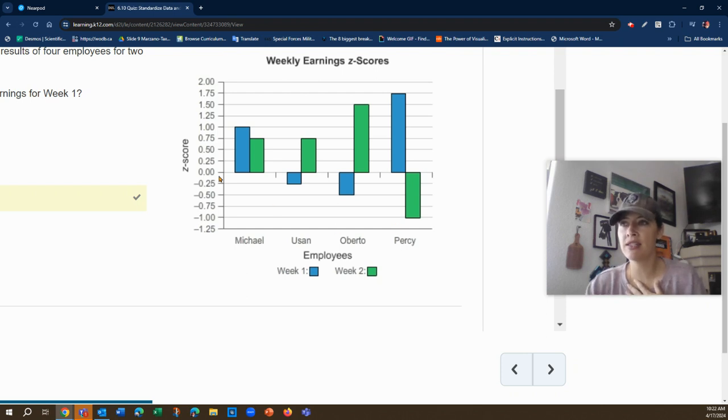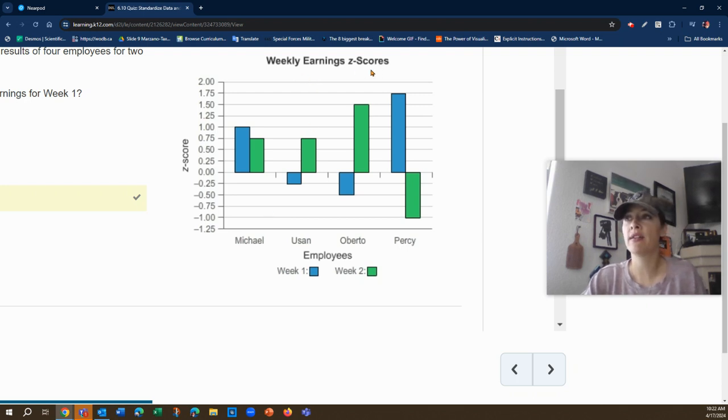Right here, the z-score of 0 is the average weekly earnings. So if they're right on this line or close to this line, it's their average weekly earning, their expected value of salary. But sometimes employees have opportunity to make more money, like working overtime or special tasks. And other times they're going to take some time off or travel, or they don't have paid time off, so they're going to make less money.